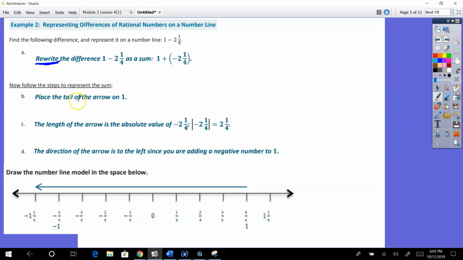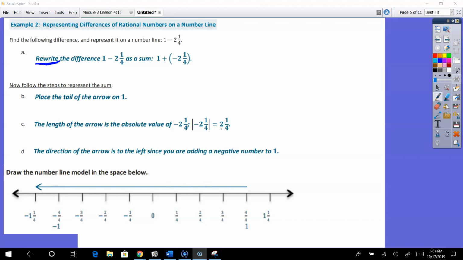Place the tail of the arrow on 1. The length of the arrow is the absolute value of negative 2 1/4, which is 2 1/4. The direction of the arrow is going to the left since you are adding a negative number to 1. Okay, so you have to draw your number line model in the space below.